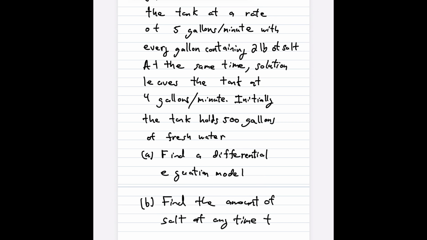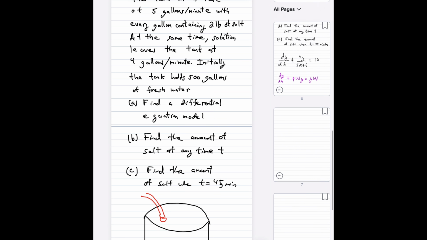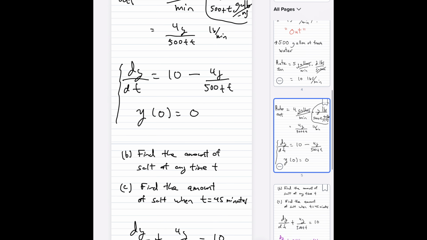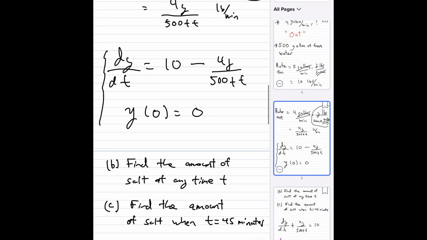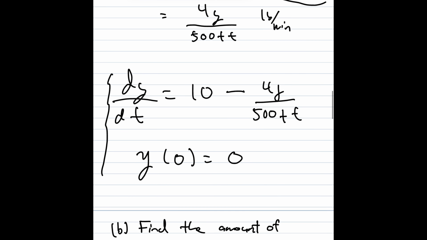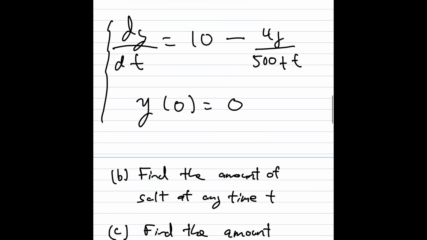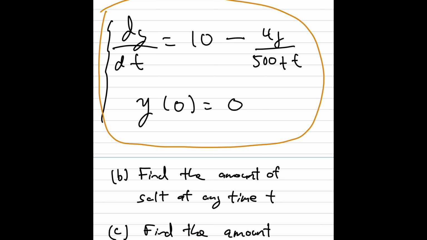C here. Now, last time we left off with this equation right here, which is dy/dt equals 10 minus 4y over 500 plus t, with y of 0 equals 0. Let me just do the amber color here and circle that. So that's what we ended up with.